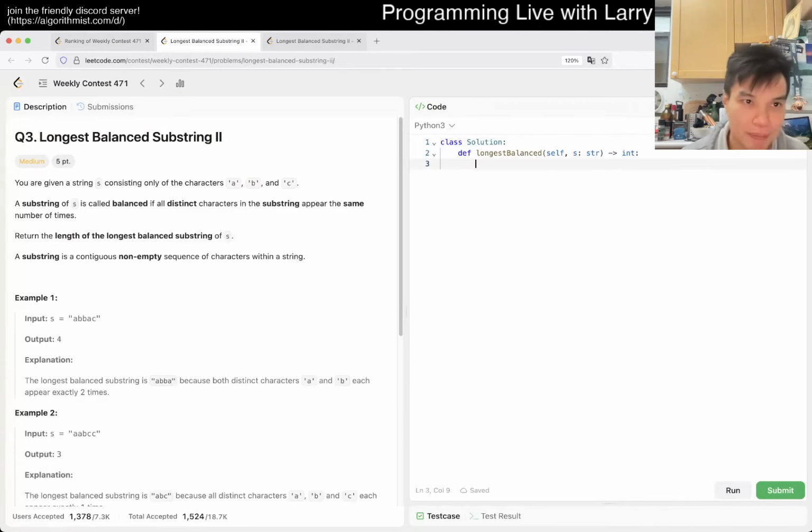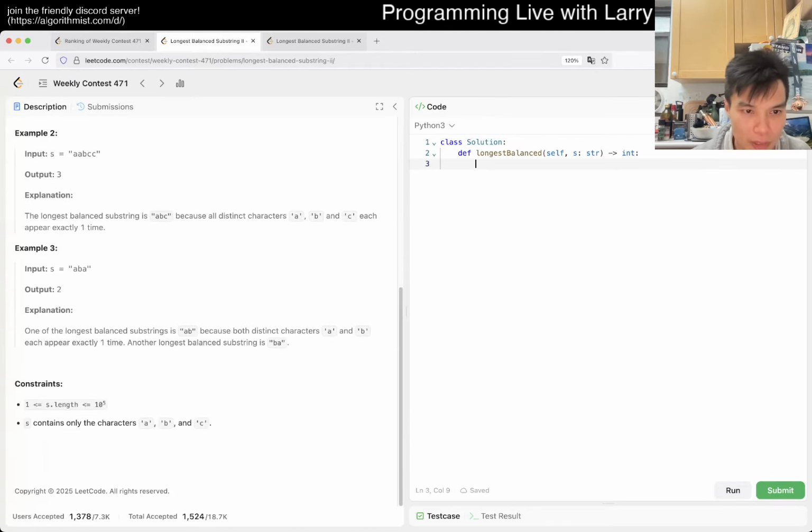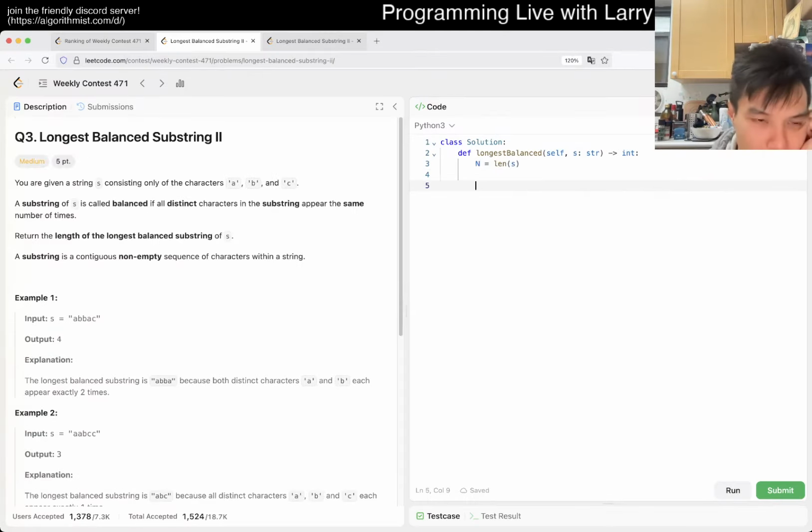All right, Q3. Given a string consisting of A, B, and C. It's the same as before, but only 3 letters. And it could be really big. So we can't do the same thing, I guess.